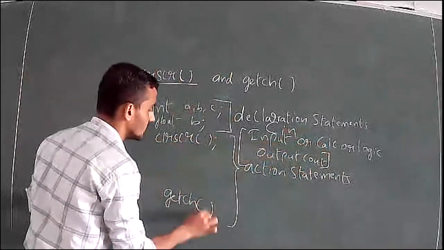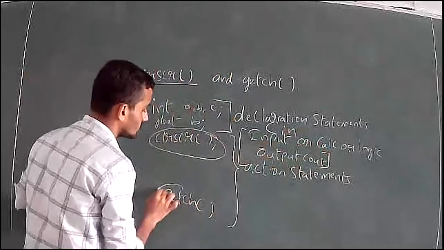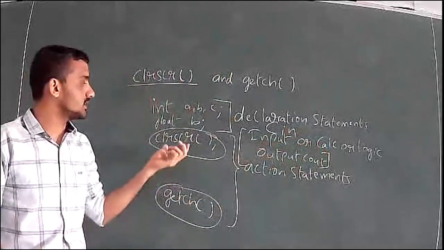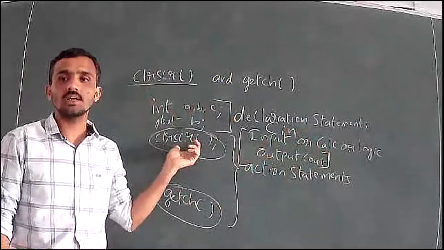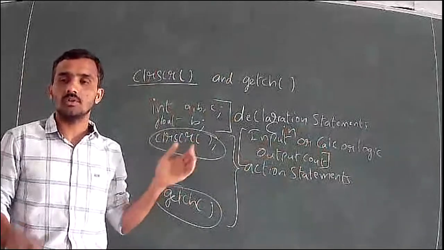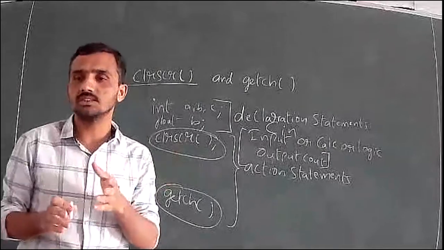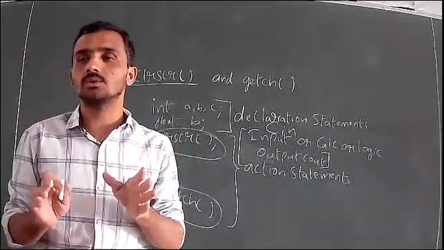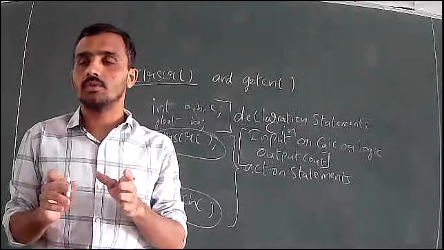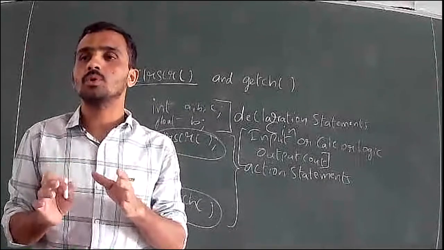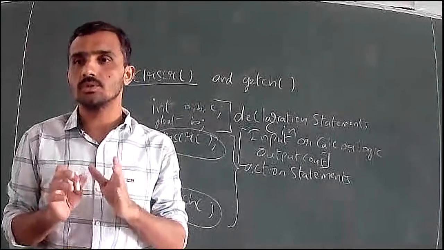Even clear screen and get character are also called action statements, because clear screen will do some action. That is, it will clear the output screen. Whenever programs are executed, if I don't use clear screen, the previous output will remain as it is on the console screen. So you have to clear the screen so that the current program you are executing shows the exact output. Otherwise, it will be confusing.